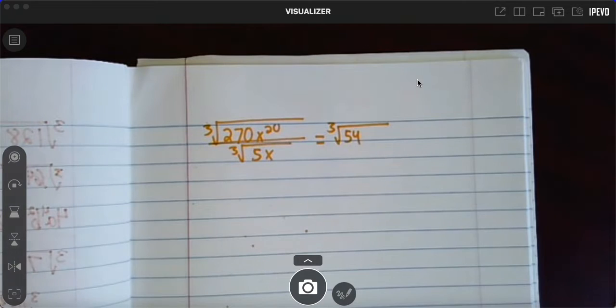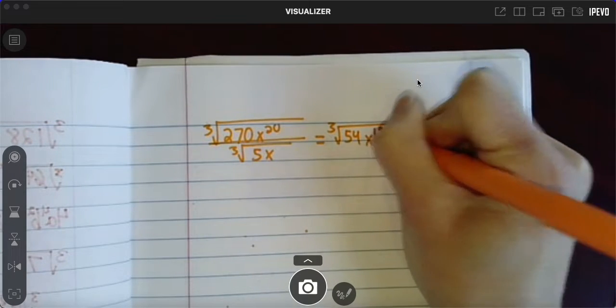Now, how many x's do I have? Before we were adding them, what are we going to do in this case? Subtract. What's 20 minus 1? 19. So yeah, I've got 19 x's.